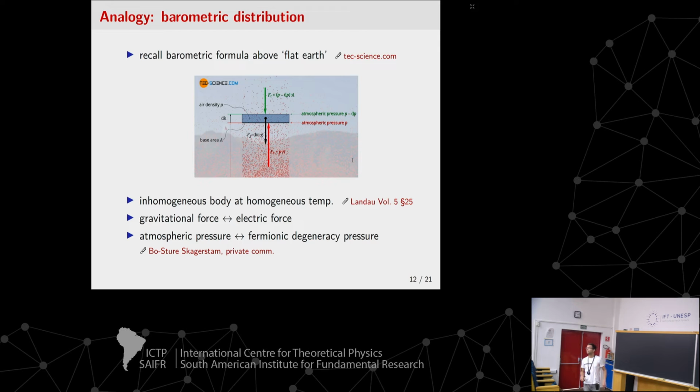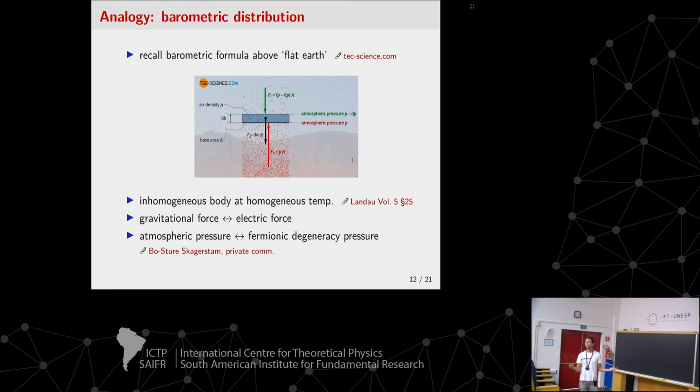Actually, all that I discussed you should remember from Landau-Lifshitz volume 5, paragraph 25, where he discusses what happens to a body in an inhomogeneous potential at a constant temperature. It's going to be inhomogeneous. And this is something that the barometric formula follows from. The barometric formula above a flat Earth and the gravitational potential, you can calculate how the distribution of the density will be and the distribution of the pressure will be.